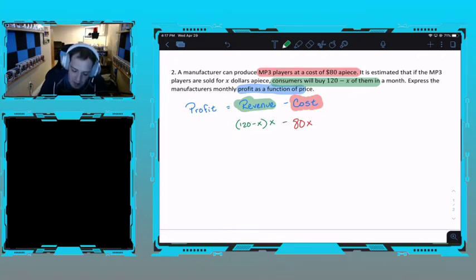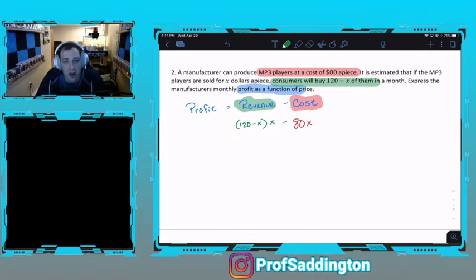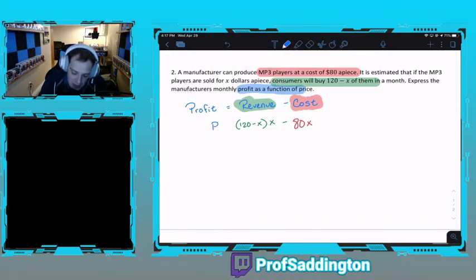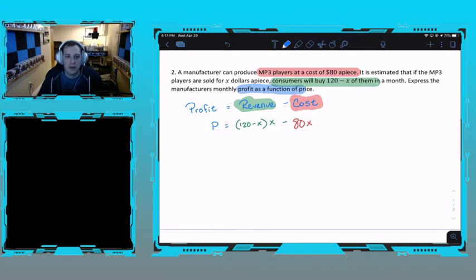And then we're subtracting them. We don't know what the profit is. That's what we're trying to find out. So I can just leave it. I'm just going to write it as P, so I don't have to rewrite the whole word. So what they want us to do is just express this as a profit, as a function of price. So now I'm just going to solve it out.